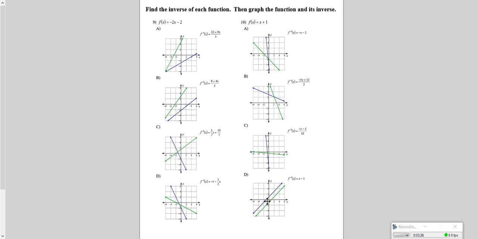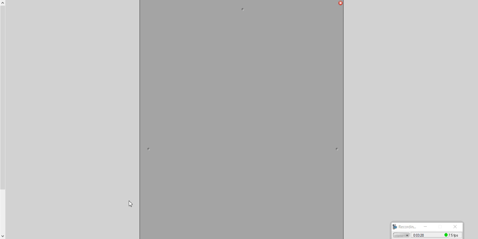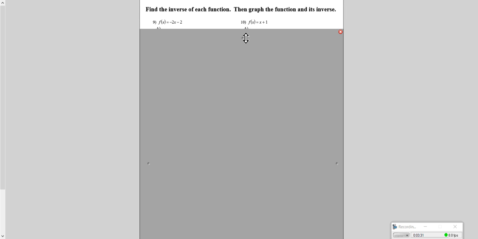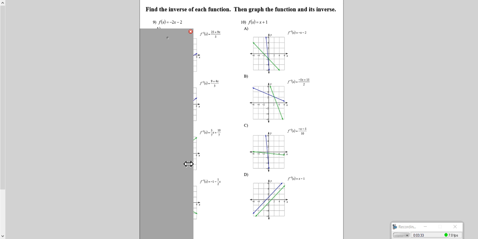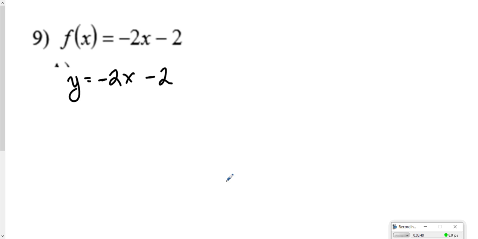So the first thing we need to do is calculate the inverse for number 9 algebraically and find out which one of these is our answer. So go ahead and do that, and then we'll check our work. So remember, on number 9, we'll change the f of x to y, and then we're going to switch x and y, correct? So by doing that, we'll have x equals negative 2y minus 2.